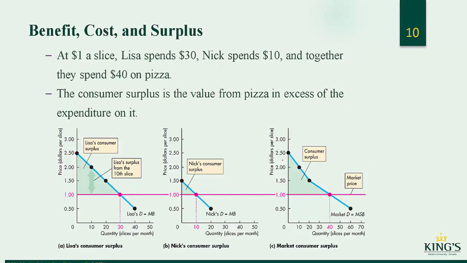Again, if we look at the entire market, it would be the area here. This is a little more involved to get the actual value. It's actually easier in this case because we have each individual's demand curve. So to get the total surplus in the market, we would take the 22.5 from Lisa and then add it to the consumer surplus for Nick. Here this is easy. It's 1.5 minus 1, times 10. And so what does that equal? That equals 5, right?